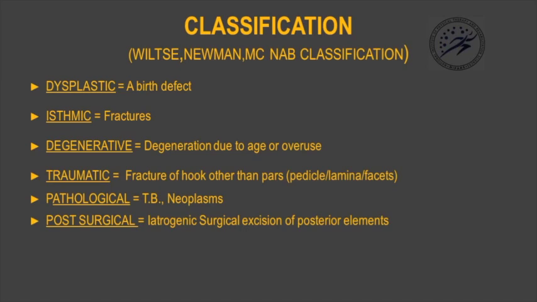Then we have traumatic. It is a fracture of the hook other than the pars, either the pedicle, lamina, or facets. Then we have pathological spondylolisthesis. It can result from a pathologic process causing weakening of the pars, pedicle, or zygapophyseal joints. Then we have post-surgical, that is iatrogenic surgical excision of posterior elements.